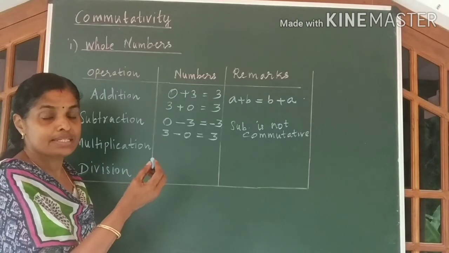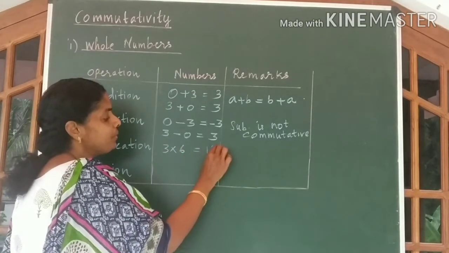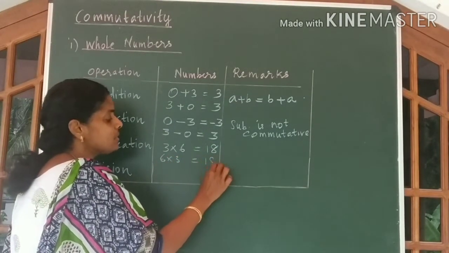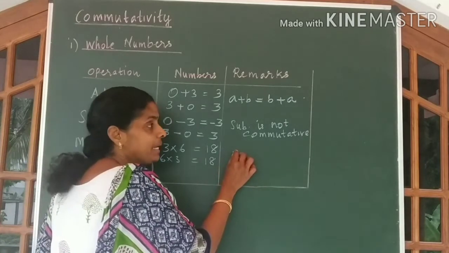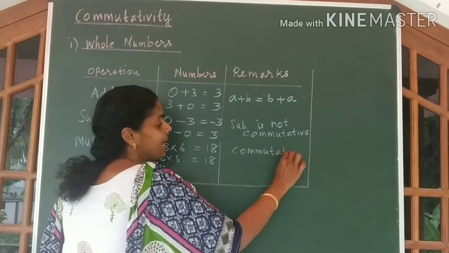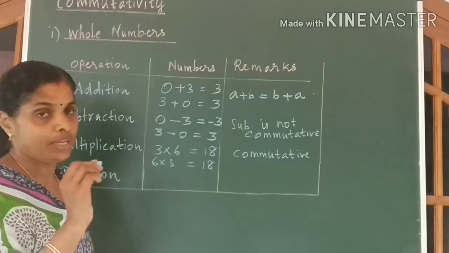Let us think about multiplication. Let me take 6 and 3. 3 into 6 is equal to 18. What about 6 into 3? That is also equal to 18. So what can you say? Multiplication is commutative because we got A into B as equal to B into A.